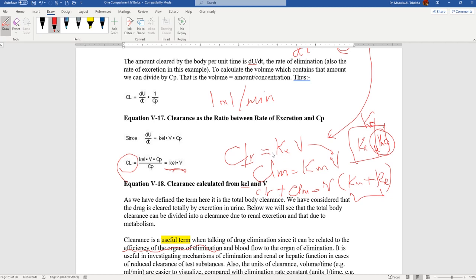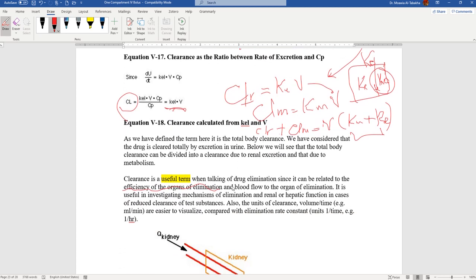Also, I can investigate the renal or hepatic function by measuring the elimination of certain drugs or certain endogenous material. For example, we use creatinine, which is endogenously produced. We use it to know how the kidney functions. We have a similar thing in the liver which we can use to measure the liver function. Okay?